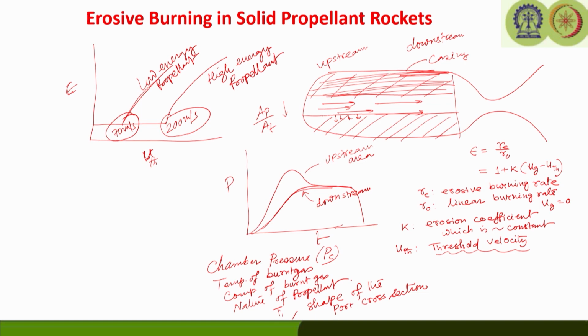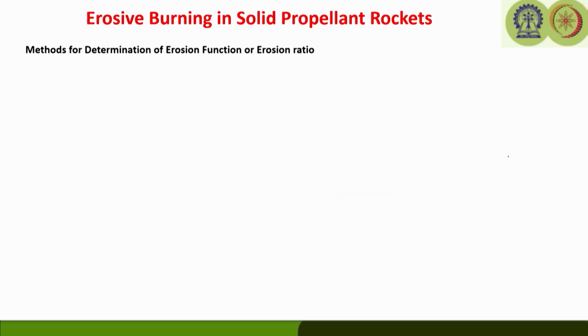Now, we understood this part, that the high velocity gas flowing past the propellant surface is going to cause the erosion, and that is termed as erosive burning. So, the total burning is going to be a function of the linear burning when there is no erosion plus the erosive component of the burning. We have to follow this. Now, the question is how to determine the erosion function or erosion ratio epsilon, which is Re by R0. There are various methods for determination of the erosion function or erosion ratio.